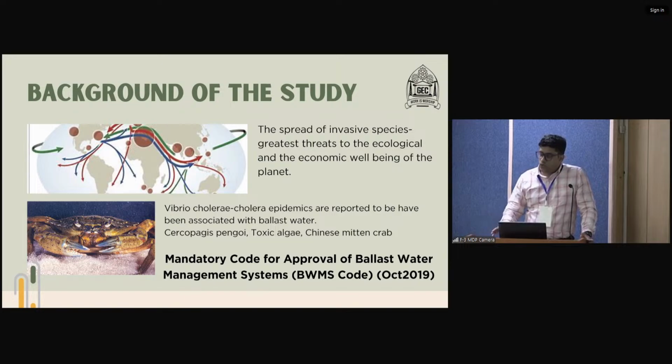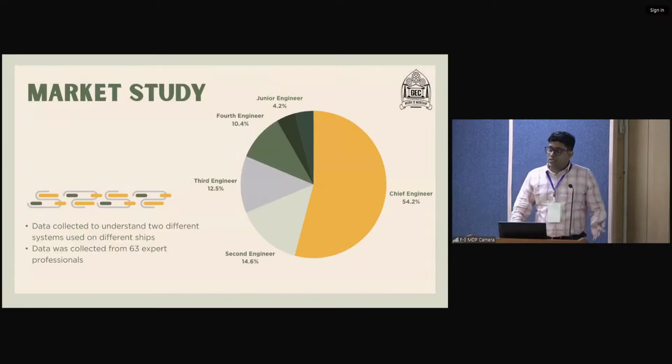Earlier, there was something called ballast water exchange. The idea was that salt water creatures will not survive in fresh water, and fresh water creatures will not survive in seawater. So that was the idea, and things were progressing, but people realized that was not enough, and then the mandatory code came in October 2019. And to understand this, I did a market study.